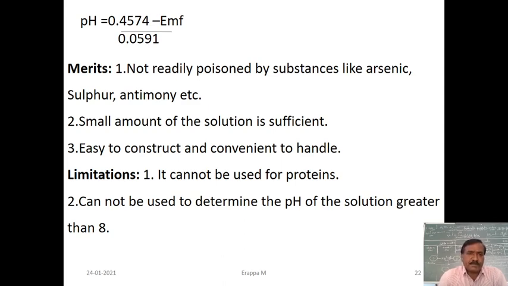That means the electrode is not poisoned even with oxidizing agents. A small amount of the solution is sufficient, and it is easy to construct and convenient to handle. So there are some limitations. Number 1, it cannot be used for proteins, and number 2, it cannot be used for determining the pH of a solution greater than 8.